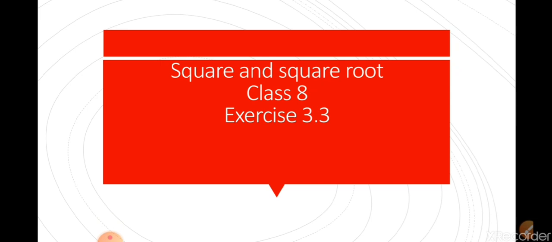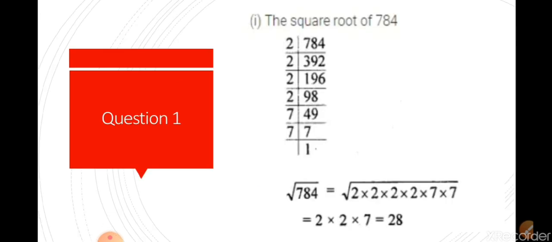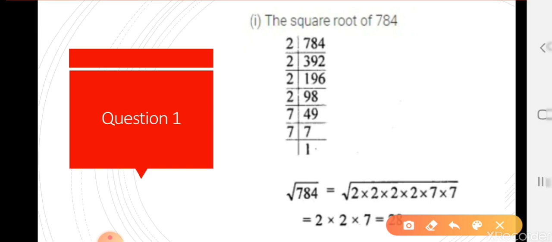Question number 1. Find the square root of the following numbers by prime factorization method. So simply we will take out the prime factorization. Question number 1, we are doing 784. When we do prime factorization of that, it will come 2 into 2 into 2 into 2 into 7 into 7. Now here we are taking out the square root by prime factorization, so we will start making pairs.